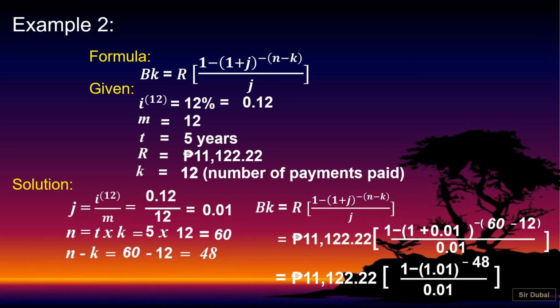So the result is equal to 37.97395949348. This answer will be multiplied with the R, which is 11,122 pesos and 22 cents. The result is equal to 422,354 pesos and 73 cents.